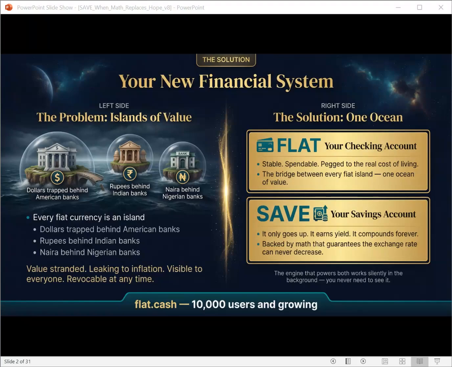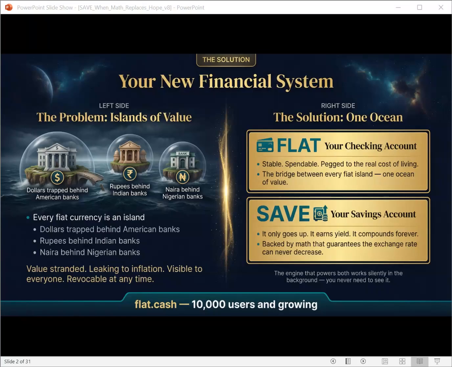Flat Protocol replaces all of it with two instruments. Flat is your checking account. It is stable, spendable, pegged to the real cost of living, and not to a single currency that can be printed into oblivion. It is the bridge between every fiat island. One ocean of value instead of 100 leaking puddles.